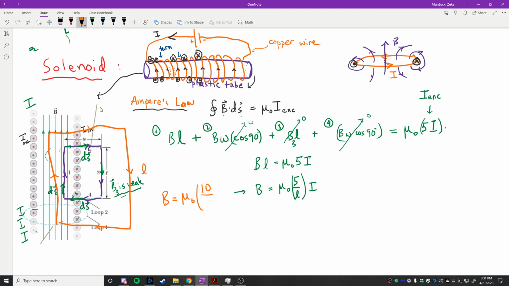How long is this side now? It's not L anymore, it's what? If I change the number of turns to 10, what happens to the length of wire? It's 2L, right? And the I is still here too, right? It's the same I, but it's 10I, right?